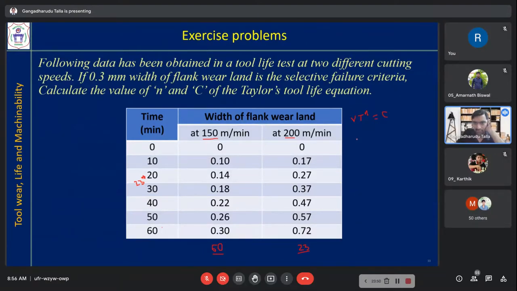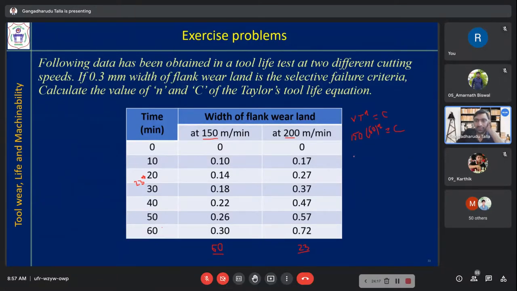So for the first case, V is 150, T is 60. You are getting two equations, that's it. V T power n equal to C. So you can take logarithm here because you have this power.